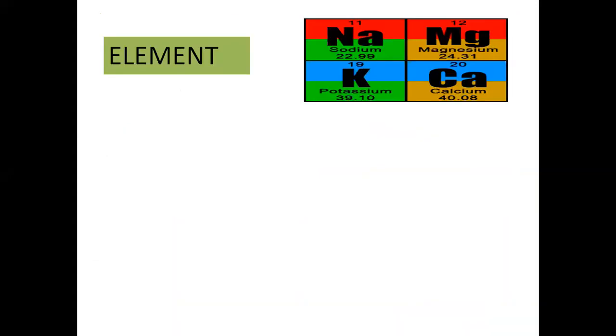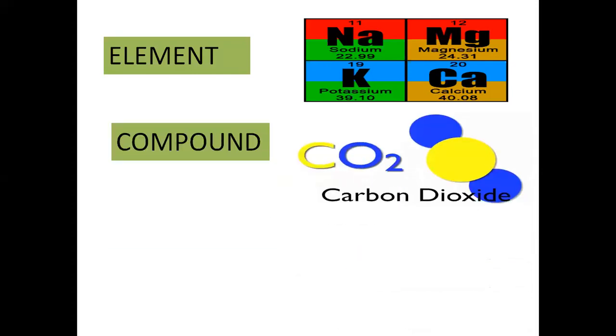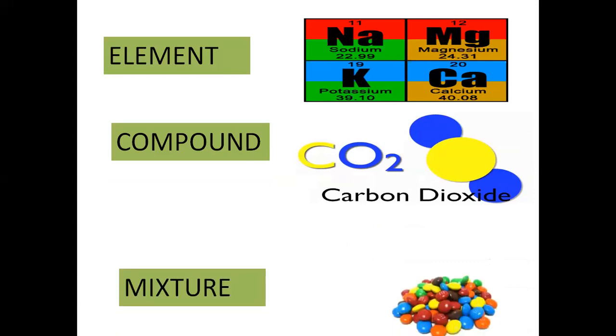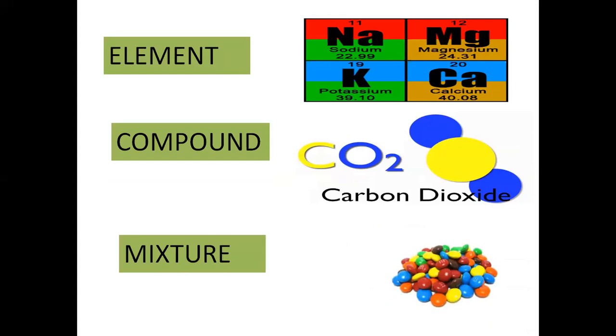Okay students, in this topic we learn about the element. What is the element? A substance whose atoms all have the same atomic number is called an element, and examples of elements are sodium, potassium, magnesium, calcium. We have lots of examples. After that, we learn about the compound. What is a compound? When two or more elements combine chemically, they form a compound. Examples are water, carbon dioxide, sodium chloride, sugar. After that, we learn about the mixture. What is a mixture? When two or more elements combine physically, they form a mixture.